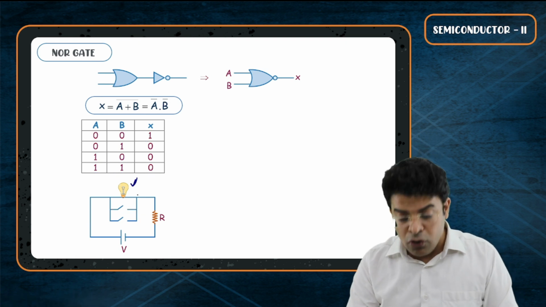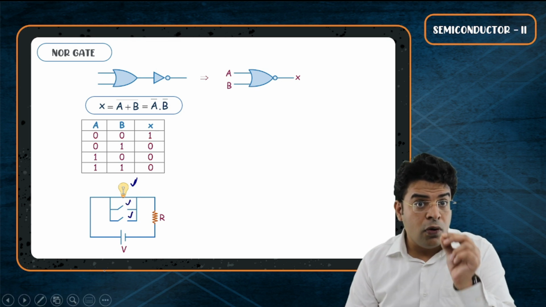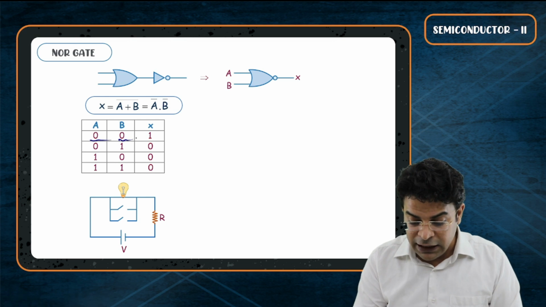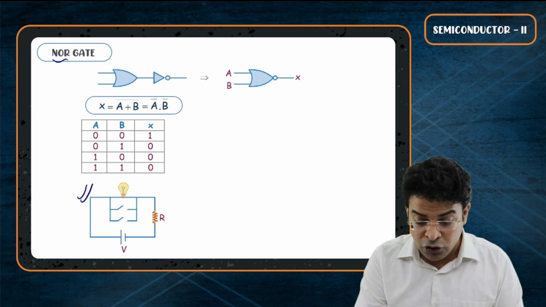The bulb will glow only when both the keys are open. The bulb will glow only when both the keys are set at 0. So this is the electrical circuit equivalent of NOR gate.